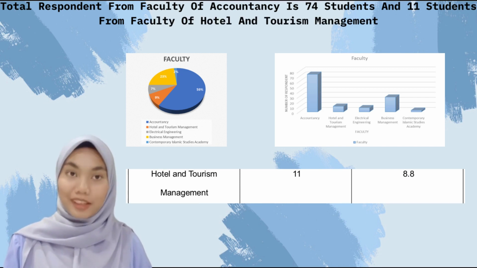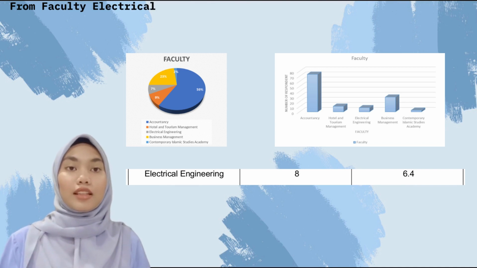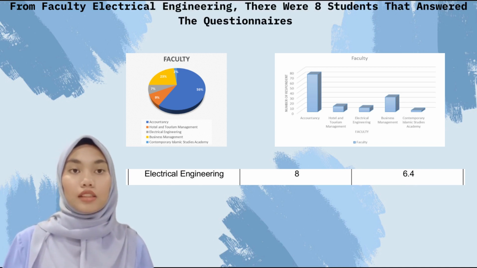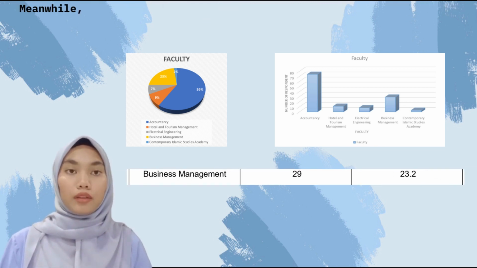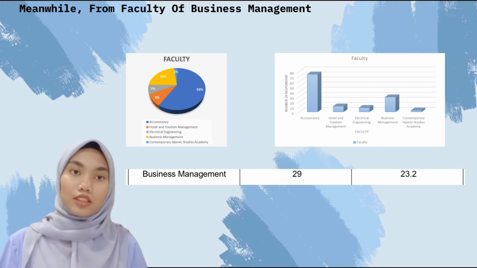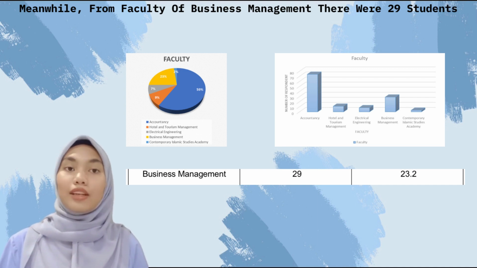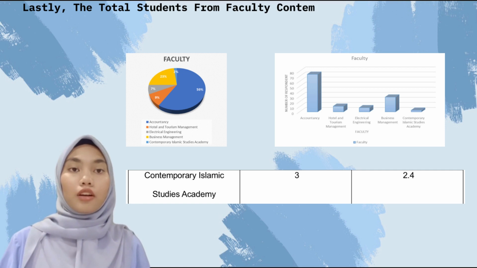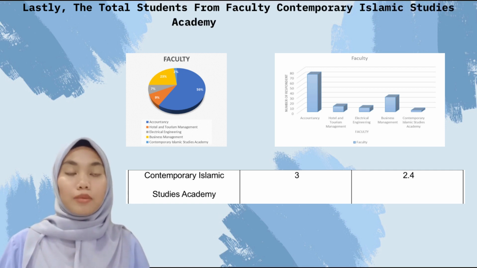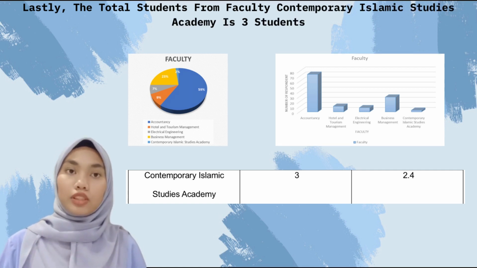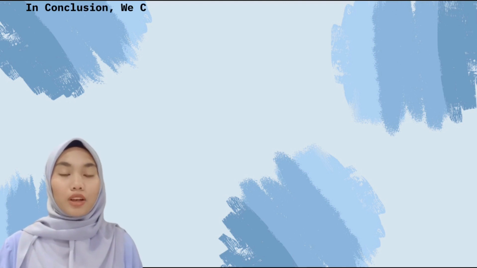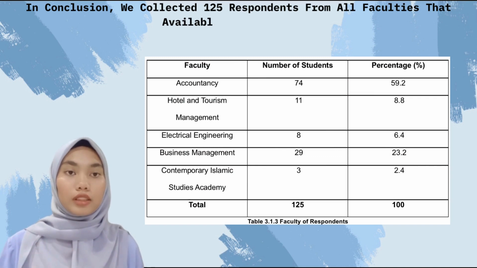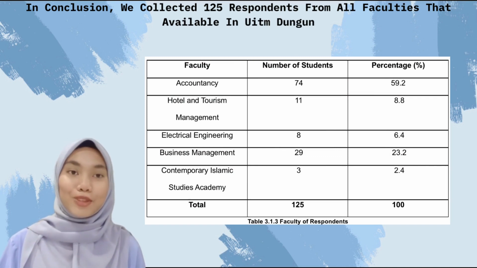From Faculty of Electrical Engineering, there were 8 students that answered the questionnaires. Meanwhile, from Faculty of Business Management, there were 29 students. Lastly, the total students from Faculty of Contemporary Islamic Studies Academy is 3 students. In conclusion, we collected 125 respondents from all faculty available in UiTM Dungun.